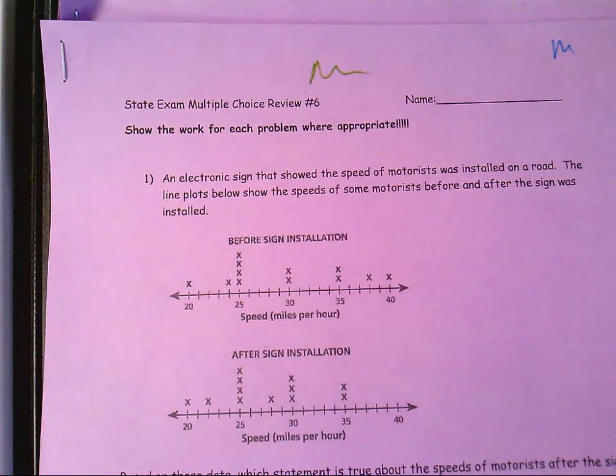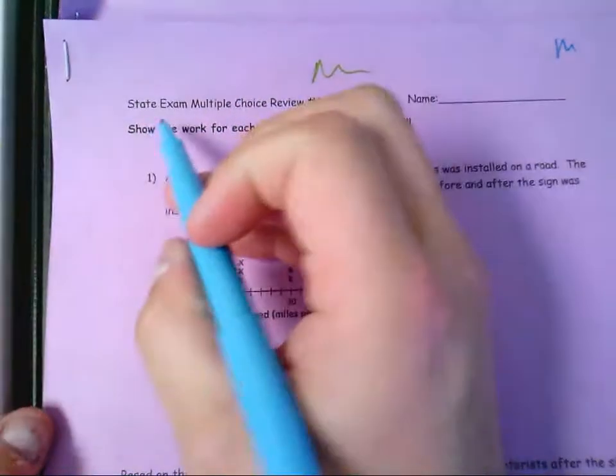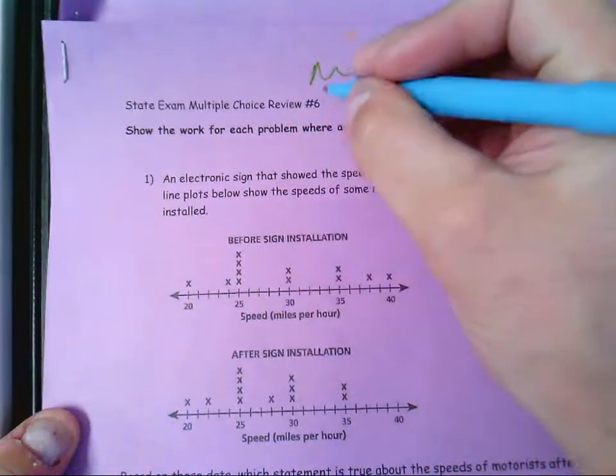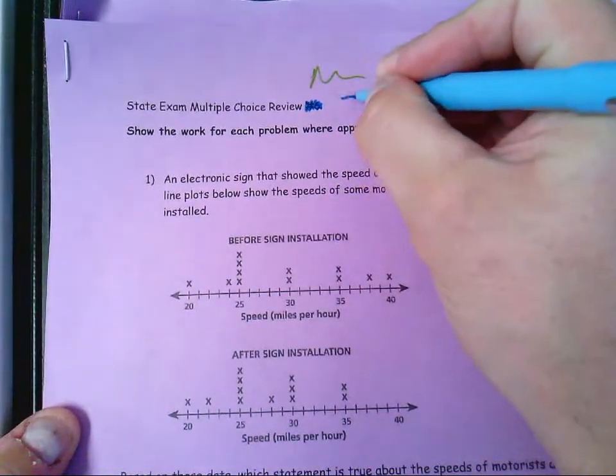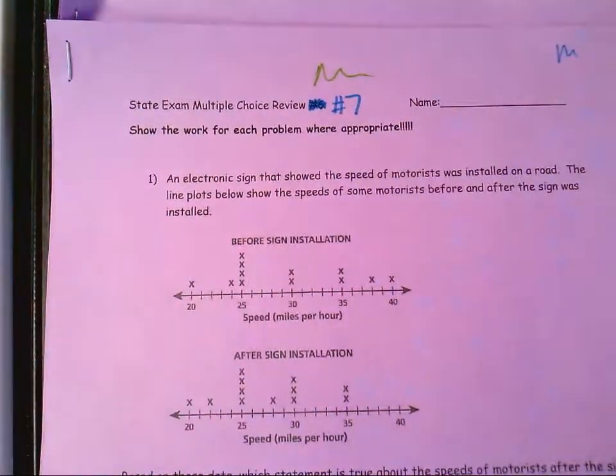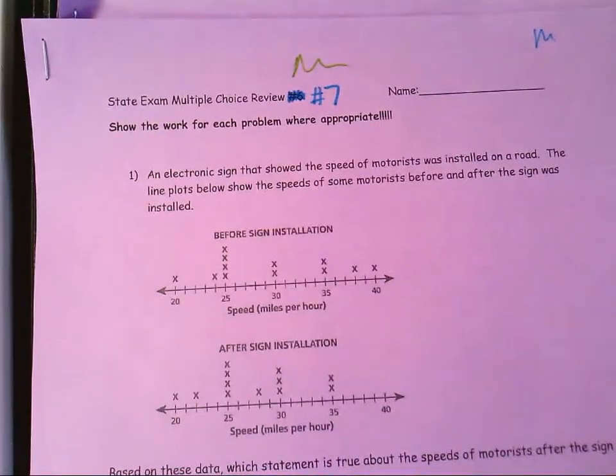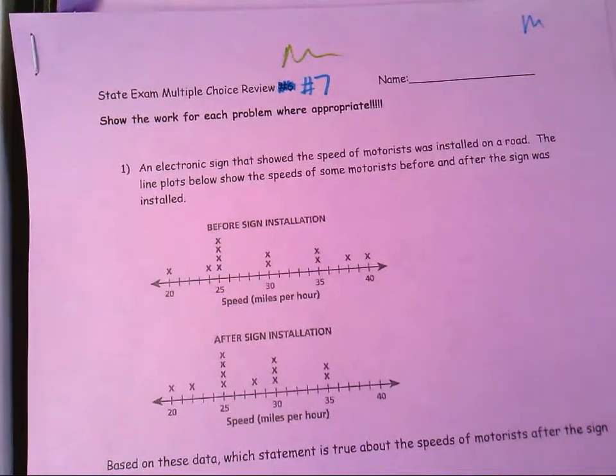Hello students, Mr. Sims presents State Math, State Exam Multiple Choice Review, number, and I know it says number 6, but really this is number 7. When I copied these over, I never changed that number. So this is Math Review number 7. We've got 2 more of these to go through. All right, so let's go ahead and get started.